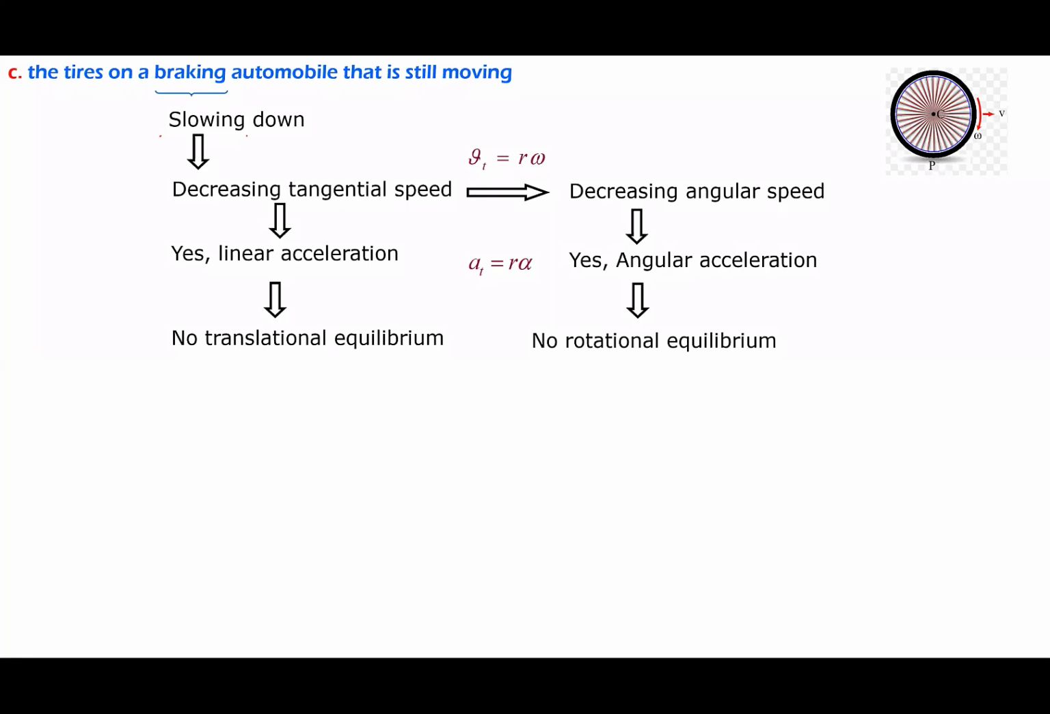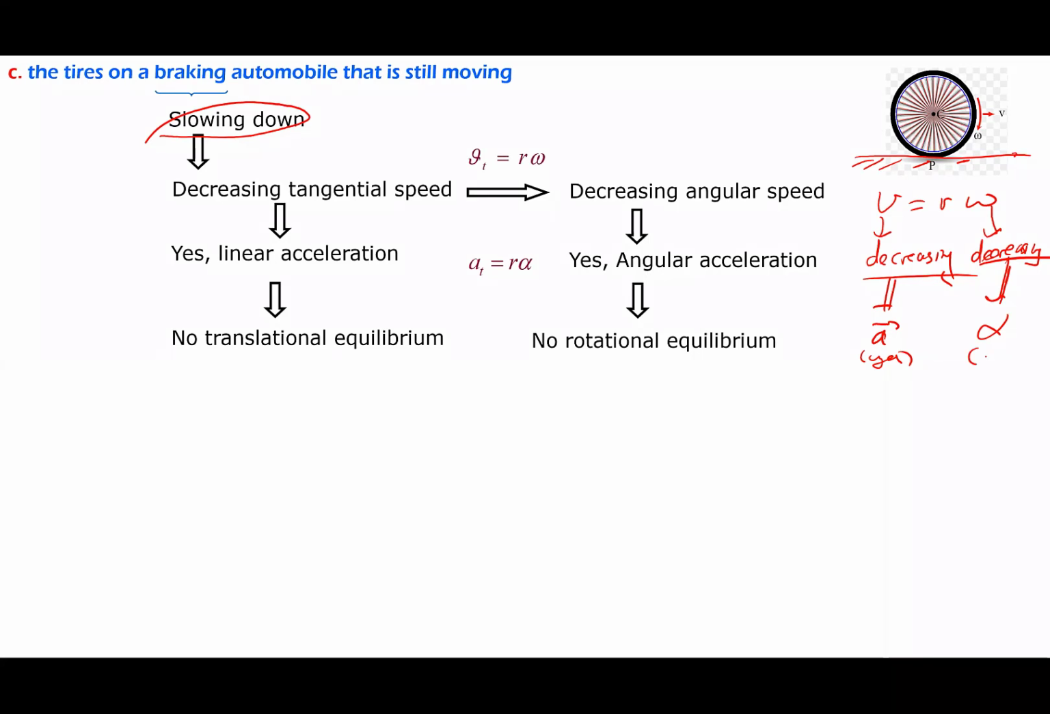Slowing down means, according to the equation of V and omega, because V and omega are related, if V is decreasing, omega must also decrease. Omega of the tire also decreases. So if linear speed is decreasing, linear acceleration exists. Yes, linear acceleration. If angular speed is decreasing, yes, angular acceleration.